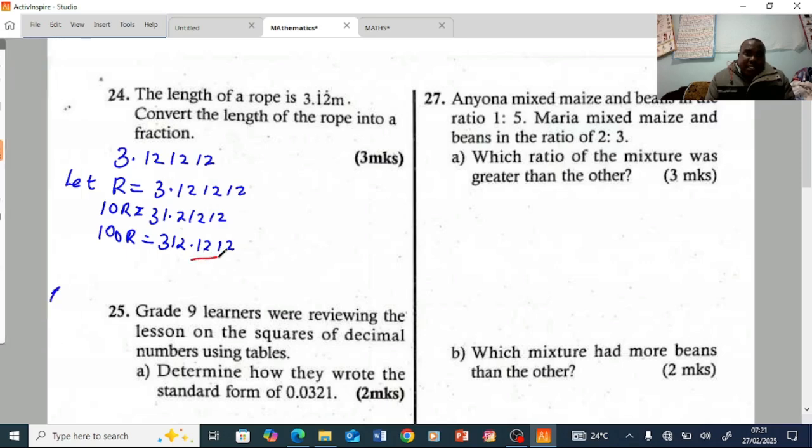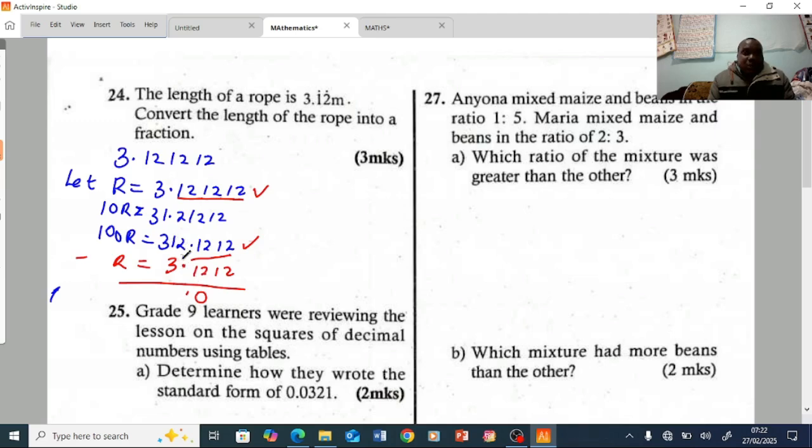Now you can see that this one and this one are the same after the decimal point. So we are going to use this and this one to subtract. We say 100R minus R is equal to 312.1212 minus 3.1212. After the decimal point it is going to be 0, because we were looking for a way to eliminate the decimal point, which we have now done.